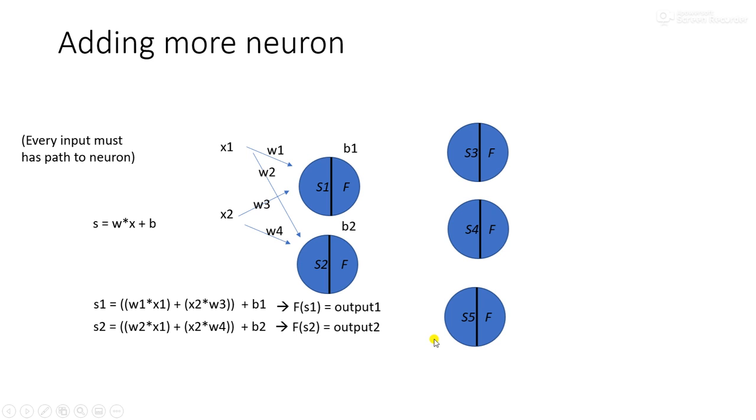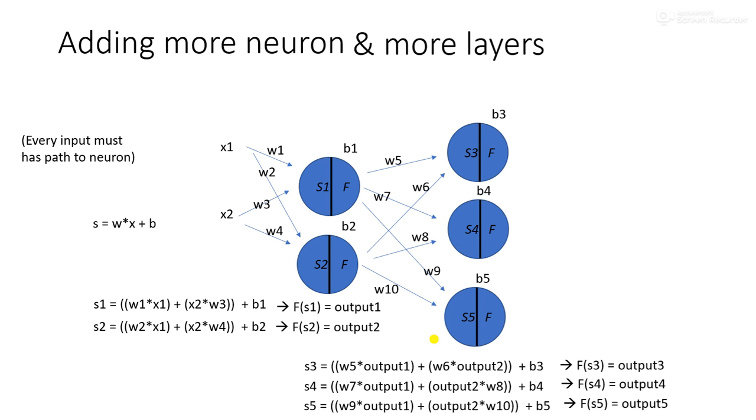So the same thing for S5: you have W9 multiplied by output 1, and W10 multiplied by output 2, then sum up together and plus B5. So you get output 5.